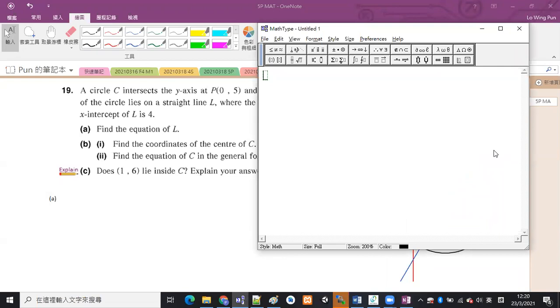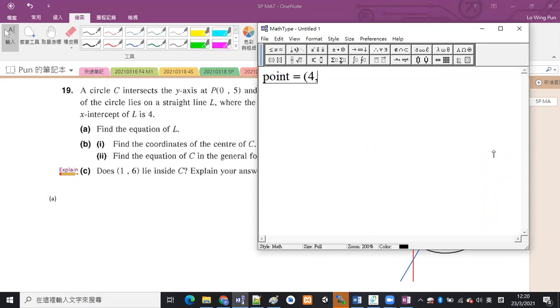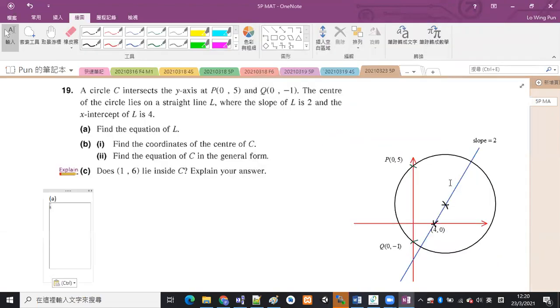So we are very ready to find the equation of L. Point is 4, 0, and slope is equal to 2. And then equation will be y minus y1 equals m times (x minus x1). So it's y equals 2x minus 8. And then moving all the terms to the right-hand side, 0 is equal to 2x minus y minus 8. Finally, writing all the terms on the left. And that is the answer of part A. Is that okay?